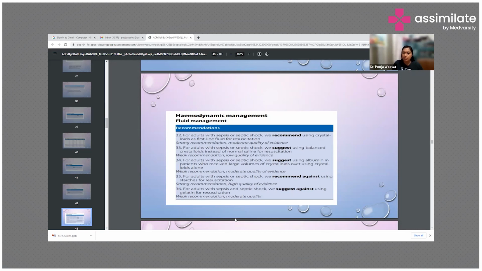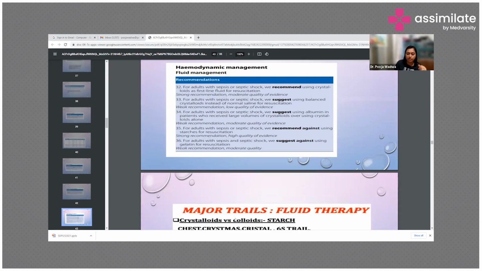Albumin should be used in patients with sepsis or shock who have already received a large volume of crystalloids, over using crystalloids alone. That means patients who have a high requirement of crystalloids should be given crystalloids plus albumin instead of only crystalloids. Because if you give only crystalloids, they will cause third spacing and then lead to various other problems after your resuscitation phase is over. In patients with sepsis or shock, starch, dextran, and gelatin have no role. They should not be used.